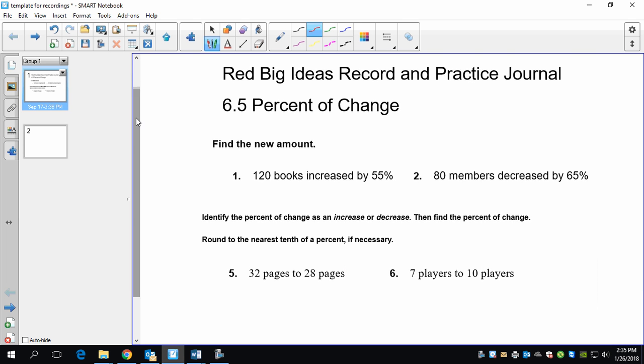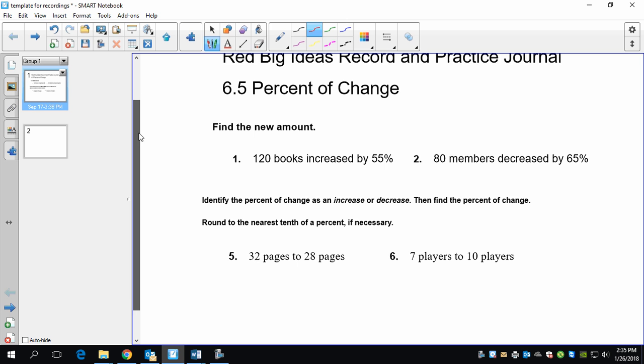Today we are working in the red Big Ideas Record and Practice Journal, and we're working on 6.5, and the topic we're working on today is percent of change. For number one, it just says find the new amount. 120 books increased by 55%.